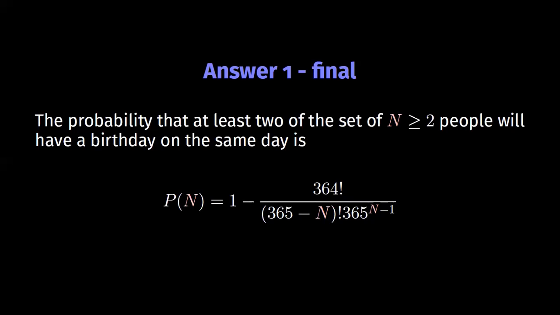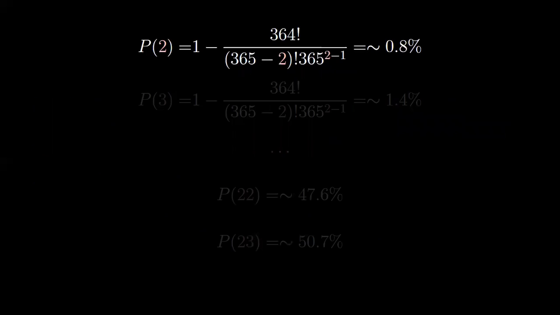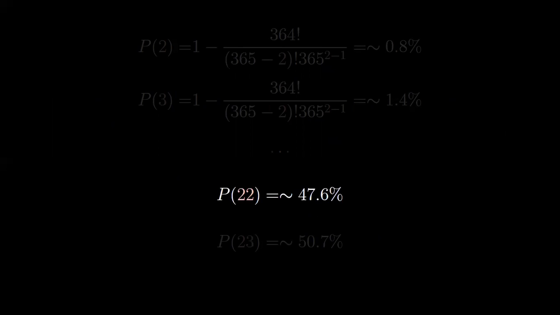If we want to reply to our second question, the birthday paradox, then we simply need to evaluate the function Pn for several numbers n until we find a value which is greater than 0.5, which corresponds to 50%. Let's start with P2, which corresponds to more or less 0.8%. Then we go with P3, which is more or less 1.4%. Then the percentage, we notice, is constantly increasing. Now we do a big jump until P22, which is very close to 50%, but not yet. It's actually 47.6%. The next step is P23, which finally gives 50.7%, which is actually greater than 50%.